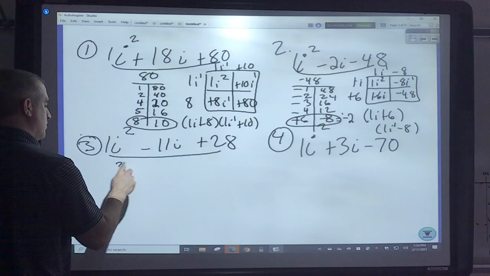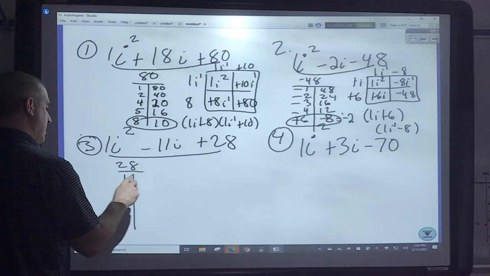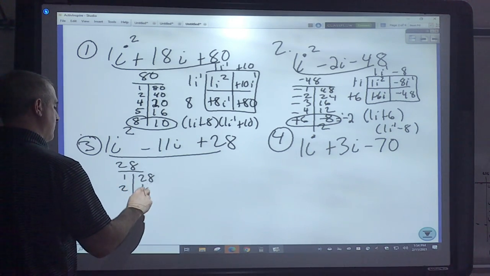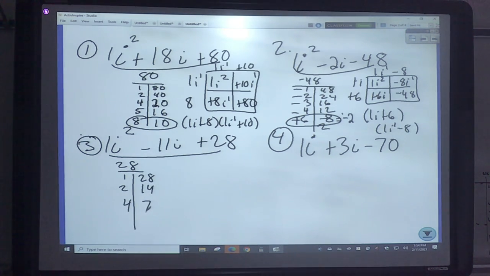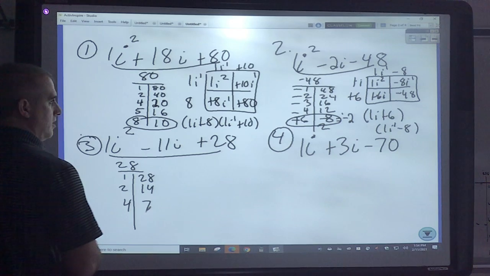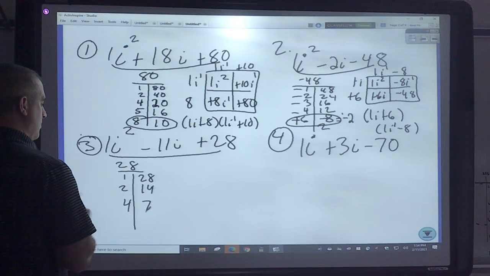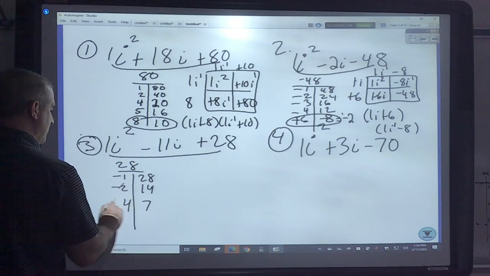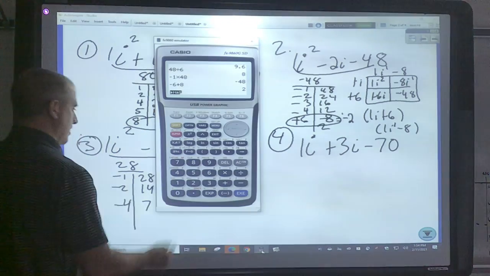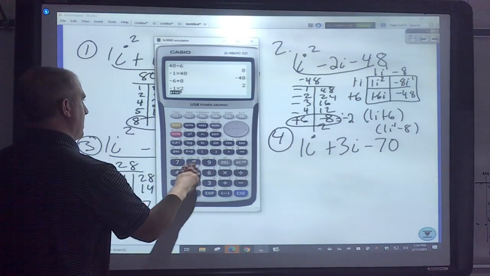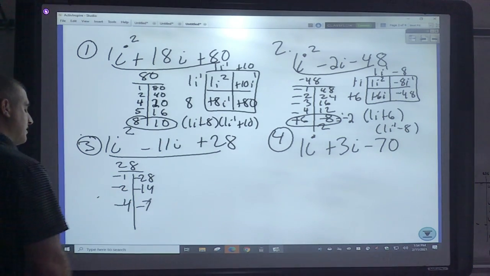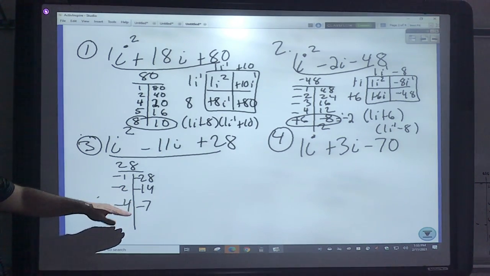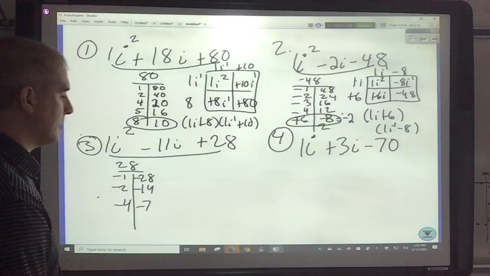Moving on to this one. 1 times 28 is 28. Factors of 28 are 1 and 28, 2 and 14, 4 and 7. So what I got here, I got negatives. Let's make one side negative. Negative 1 times 28 is negative 28, so that's not good, so I gotta make both sides negative. I keep getting this bottom one. It can be any of the ones in between.